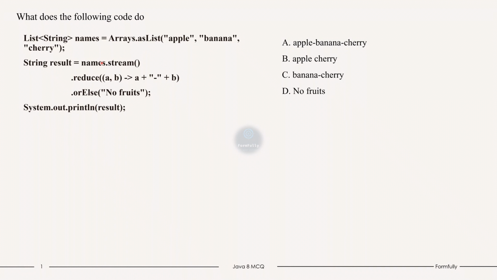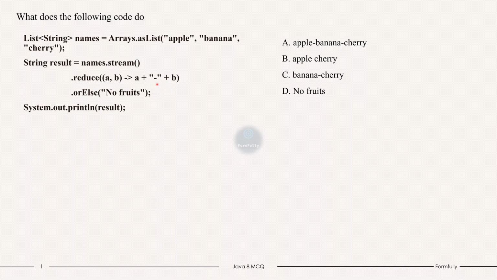Then the second step is creating a stream and reducing the elements. names.stream converts the list of strings into a stream, enabling us to perform functional-style operations on the list. Then reduce. This reduce method is a terminal operation that allows you to take the elements of a stream and combine them into a single result. Here a lambda expression is used to concatenate two elements a and b from the stream with a hyphen in between.